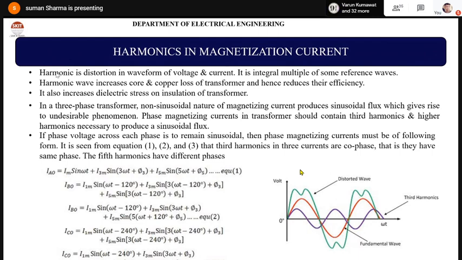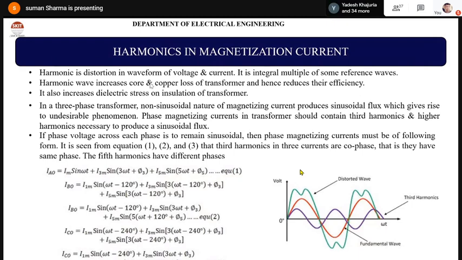Harmonic is nothing but distortion in the waveform of voltage or current. Harmonic is nothing but an integral multiple of some reference wave, which is the fundamental wave. Harmonic wave increases what? Core and copper losses of transformer and hence reduces their efficiency.